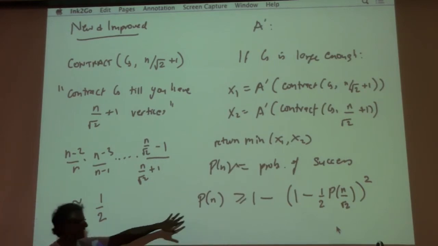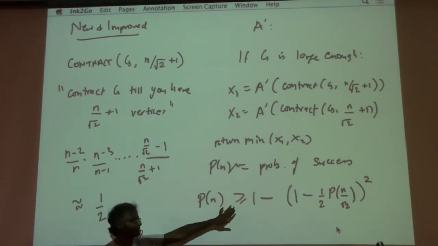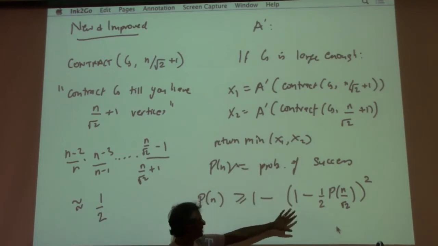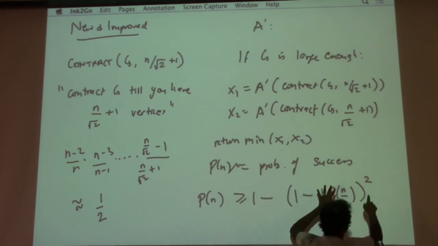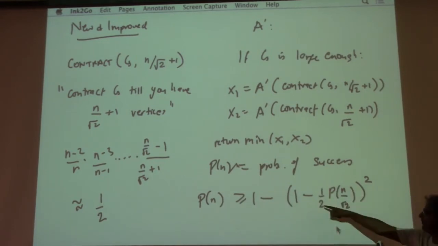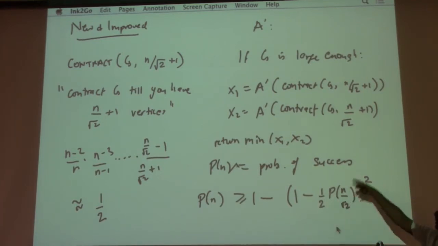The probability of success is greater than or equal to 1 minus the probability of failure. The probability of failure is the probability that both of these fail, so it's some probability squared. The probability that one of them fails is 1 minus the probability that one of them succeeds. The probability of success is half for the contract times the probability that it recurses. So it all makes sense, but you have to keep doing these 1 minuses and multiplications over and over again to get this whole thing.